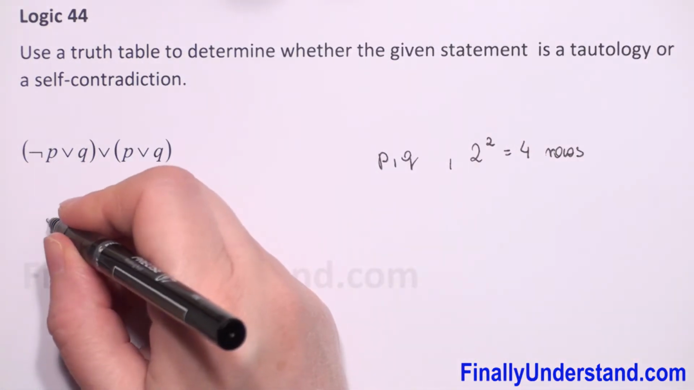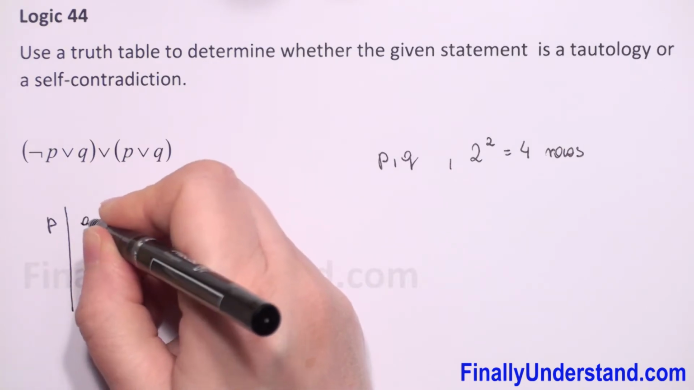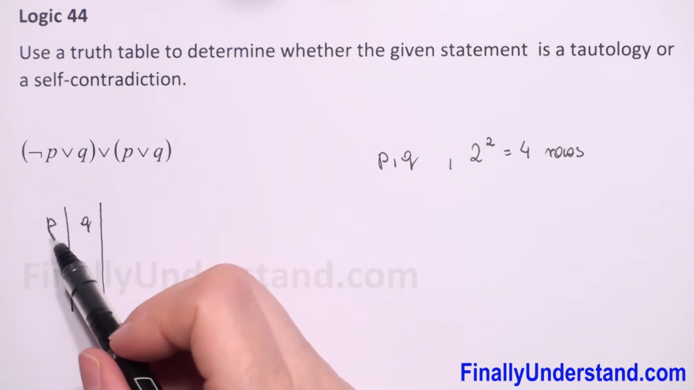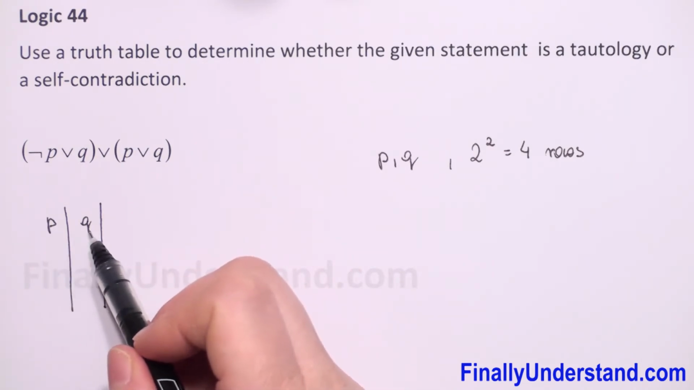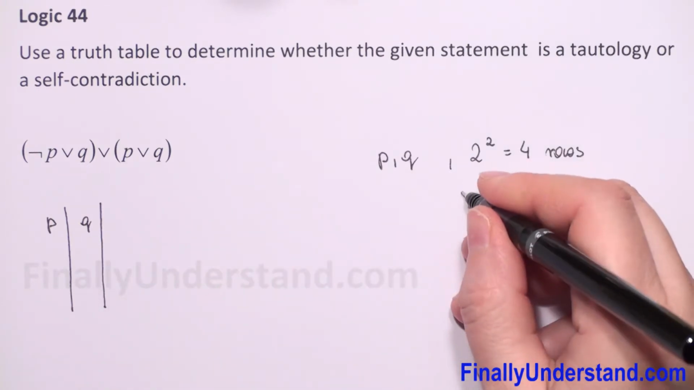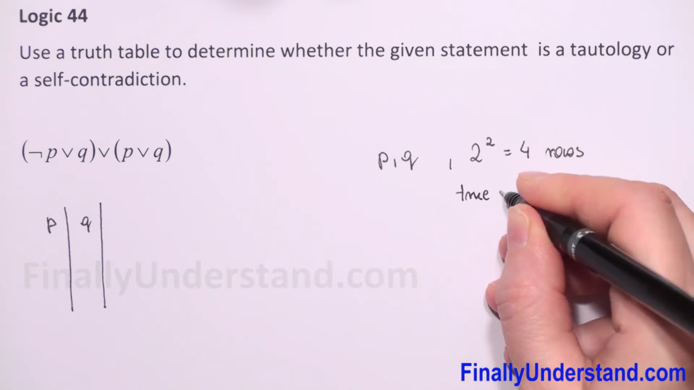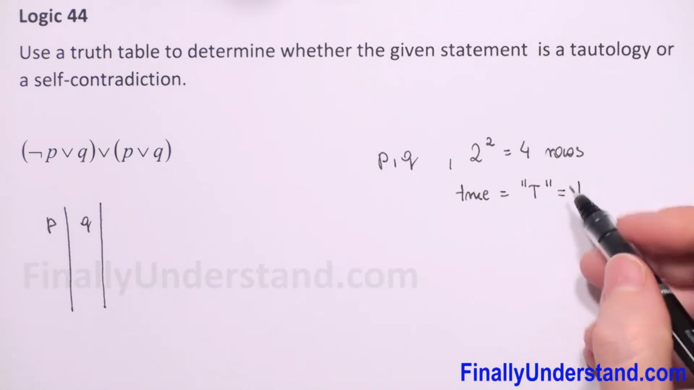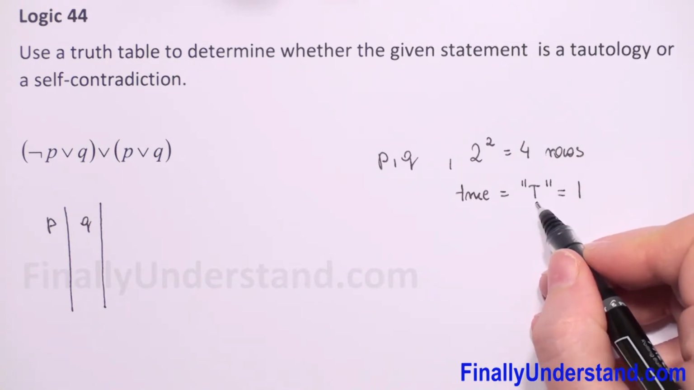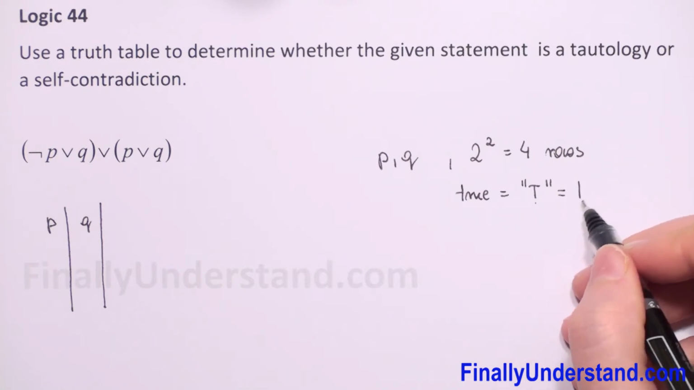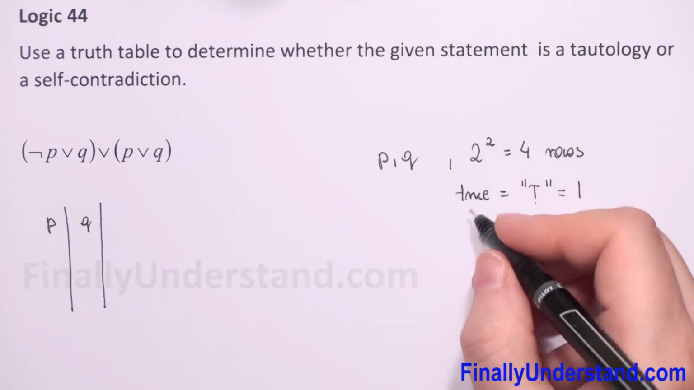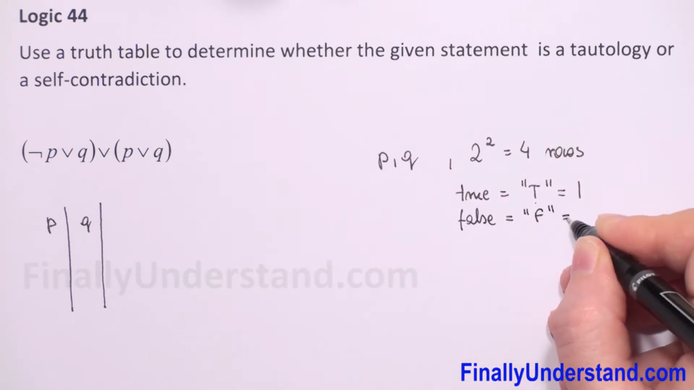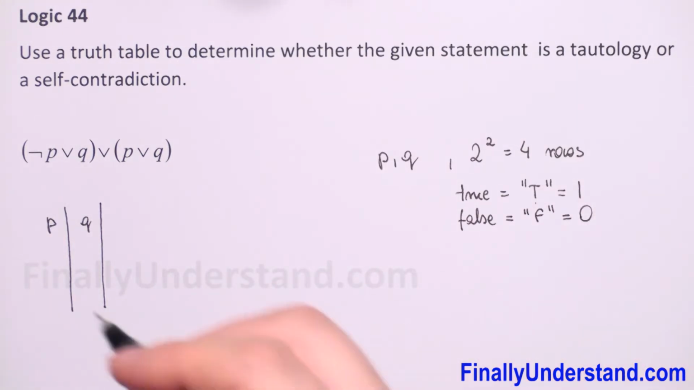So we have to put P, Q, and we will have 4 rows, which means 4 combinations. P can be true or false, and Q can be true or false. For true, we can use T, or we can write 1. In some books you can find that for true they use T, and in some they use 1. And for false you can use F or 0. I like to use 1 and 0.